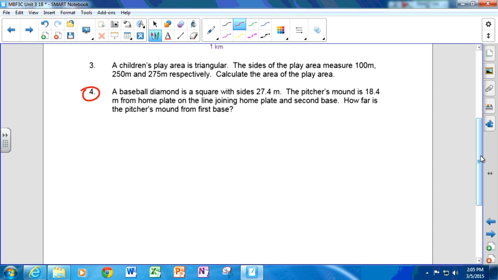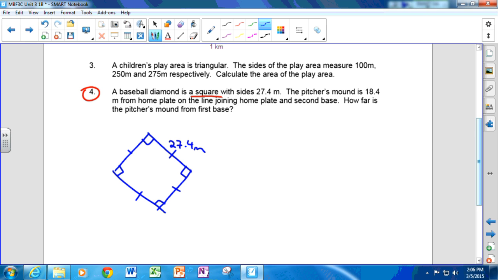So for question 4, it says a baseball diamond is a square. So now we know that the angles are 90 degrees with sides 27.4 meters. All right, well, let's draw that one out. I'll just use blue here. Remember that we can make our initial diagram, and we can always revise that diagram. There's nothing really to stop us. We know that these are going to be 90-degree angles. I don't know if we need to know that, but it is useful. And then the sides are 27.4 meters, 27.4 meters, and that's each one. So we'll just designate it that way.